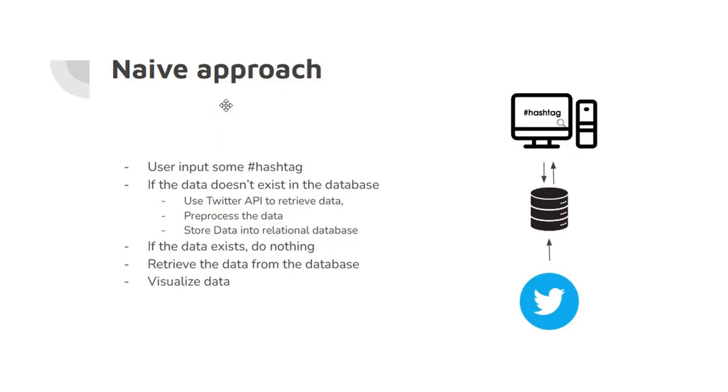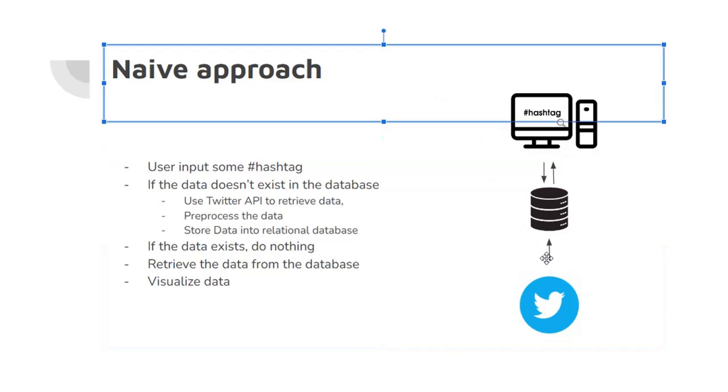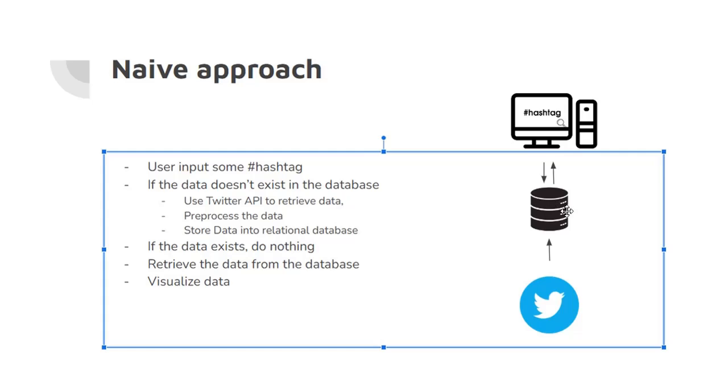The naive approach is the user inputs some hashtag. If the data doesn't exist in the database, we use Twitter API to retrieve the data. And it will preprocess the data and store it into the relational database. If the data exists, we do nothing, and retrieve the data from the database to the user end and visualize the data.